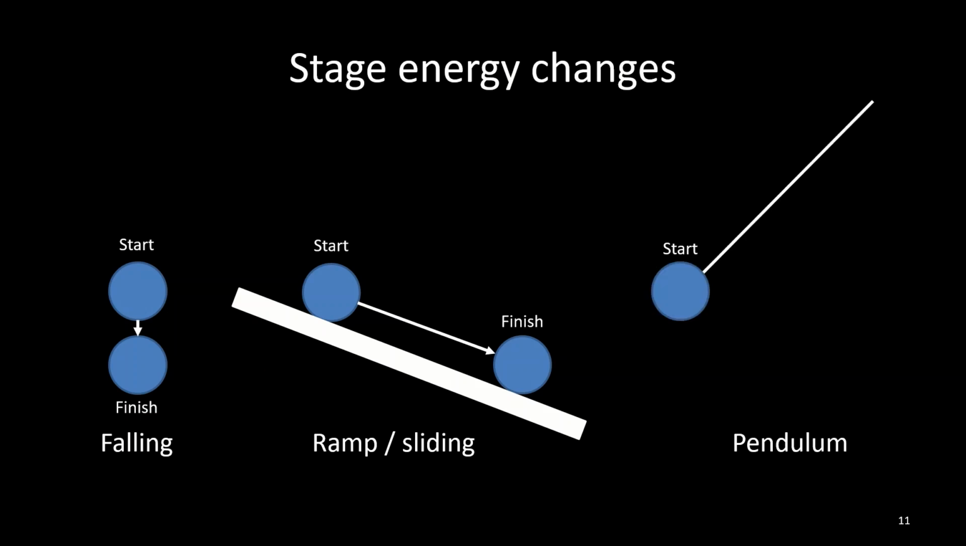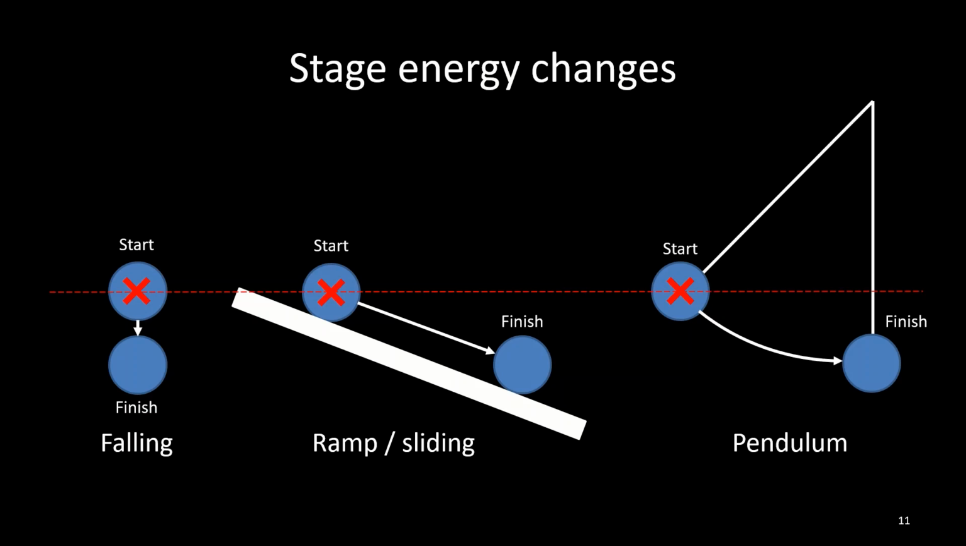And there are a few stages that are a pendulum, so it's starting at a high point and it swings down and finishes at a lower point. In all of these types of stage, we have something that's starting at a high point and finishing at a lower point. So there is a height change in that.